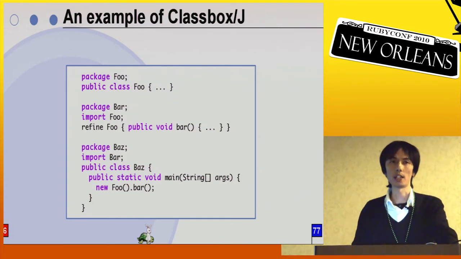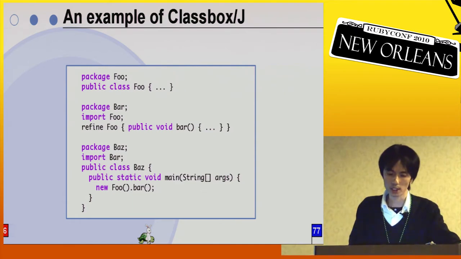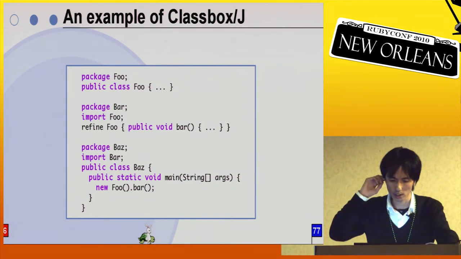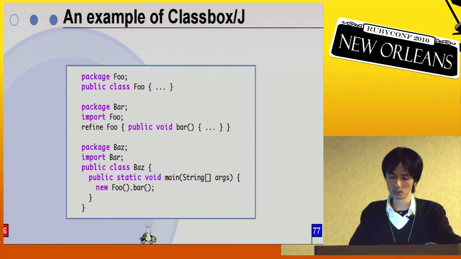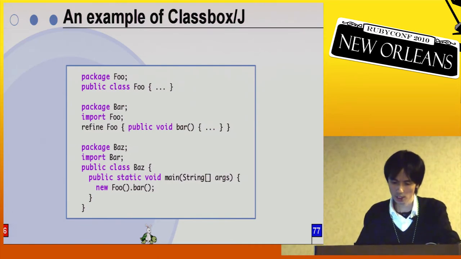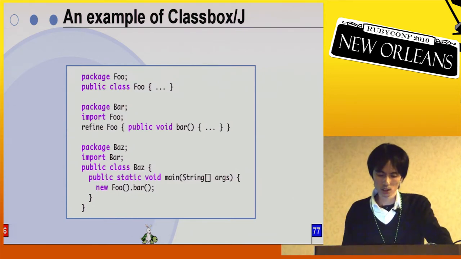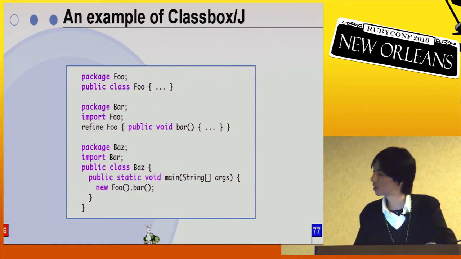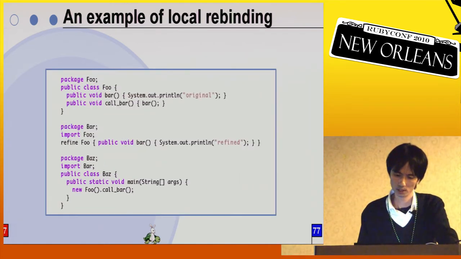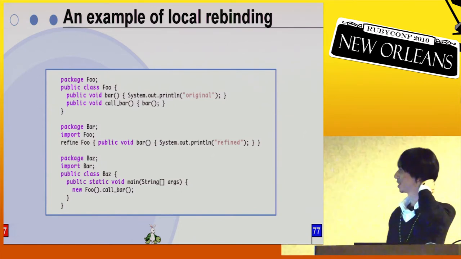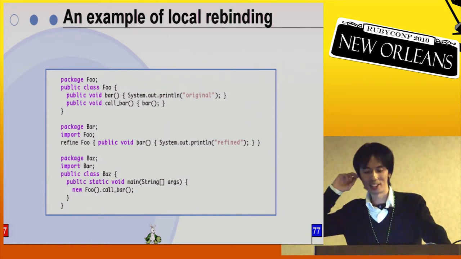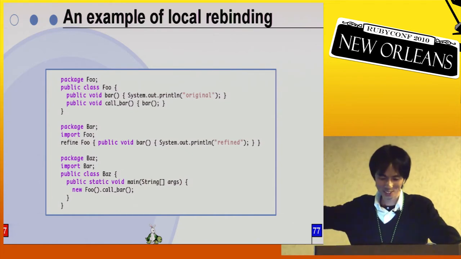This is an example of Classbox/J. It defines a class Foo in package foo, and bar is a classbox. In bar, it refines Foo and adds the method bar. Then in package baz, the classbox bar is imported, where you can invoke bar on an instance of Foo. This is an example of local rebinding. It's very hard to explain in English. Please look at the code.